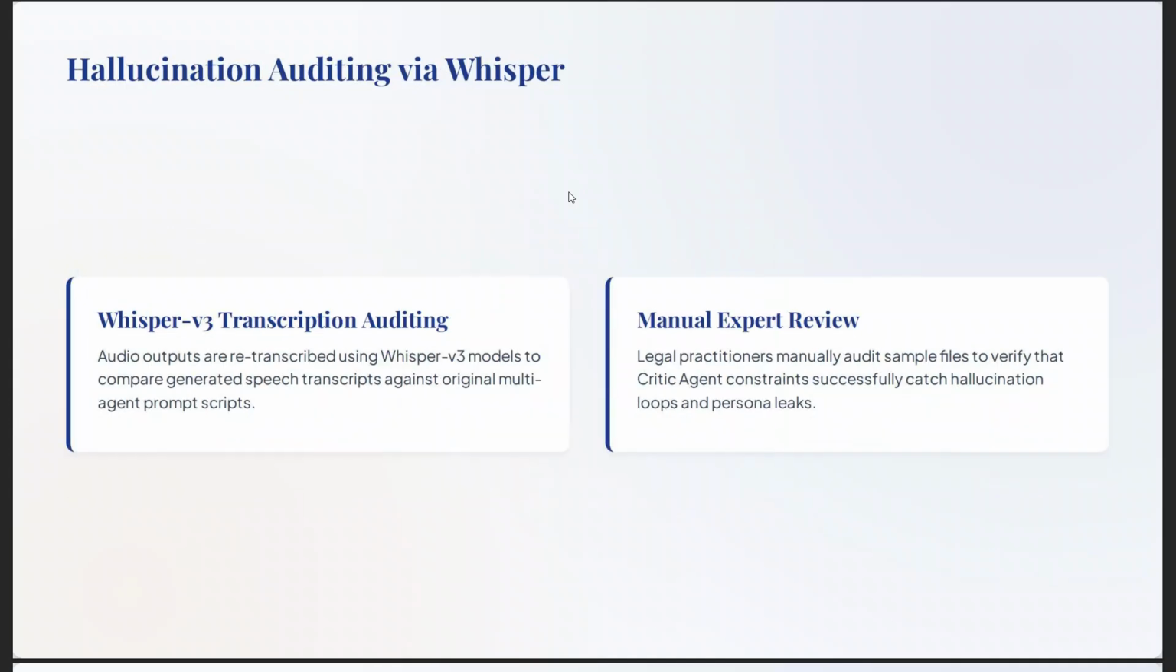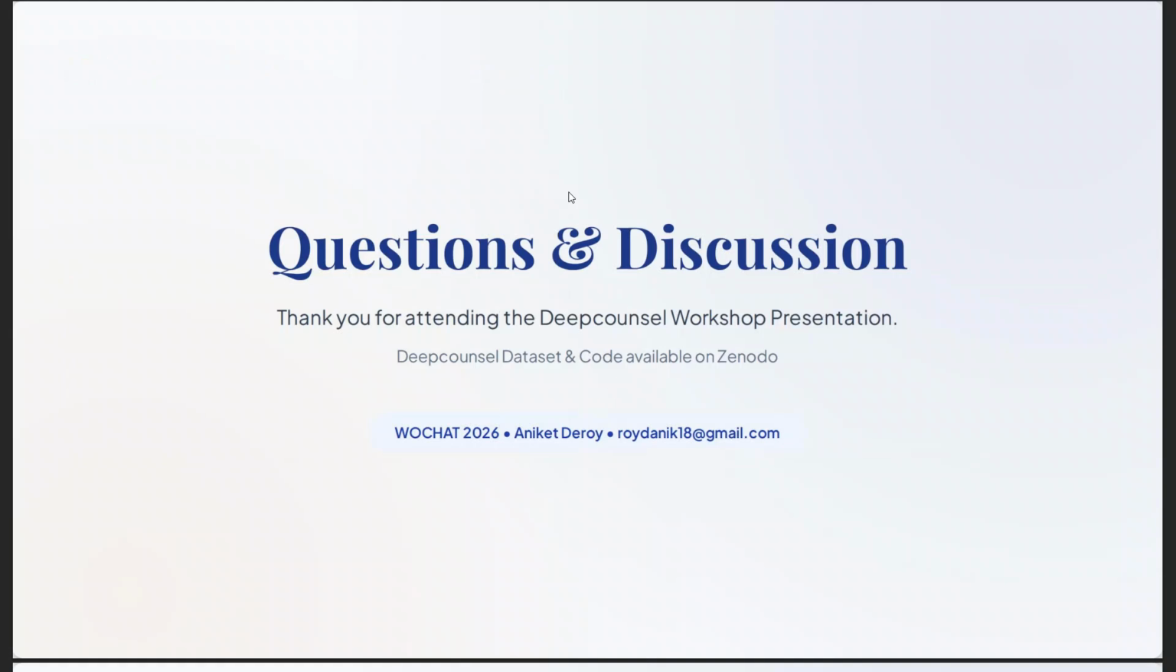Hallucination auditing via Whisper V3 transcription auditing. Basically, audio outputs are retranscribed using the Whisper V3 model to compare generated speech transcripts against the original multi-agent prompt scripts. Manual expert review: legal practitioners manually audit a sample to verify that critic agents consistently catch hallucination loops and persona leaks.